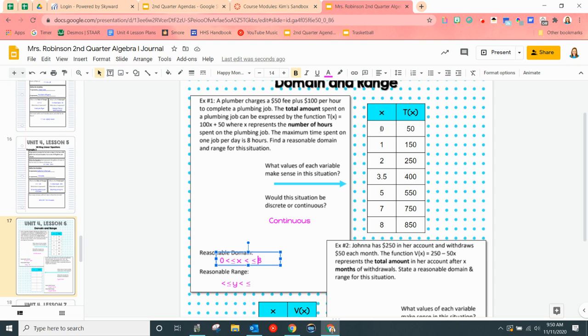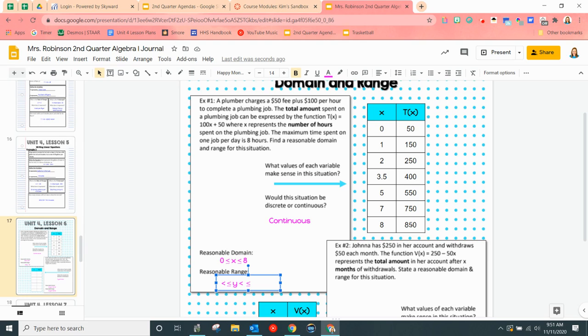Now, is it possible that he could work 0 hours and we would still have to pay him? Yes. So then I need the symbol with the line under it because it could be equal to 0. Is it possible that he worked 8 hours? Yes. So then I need the symbol with the line under it because he could work 8 hours. Okay.